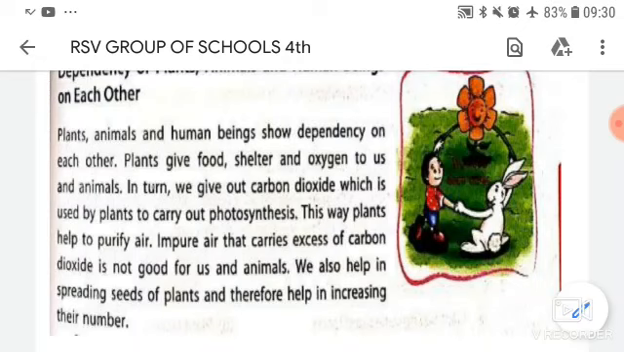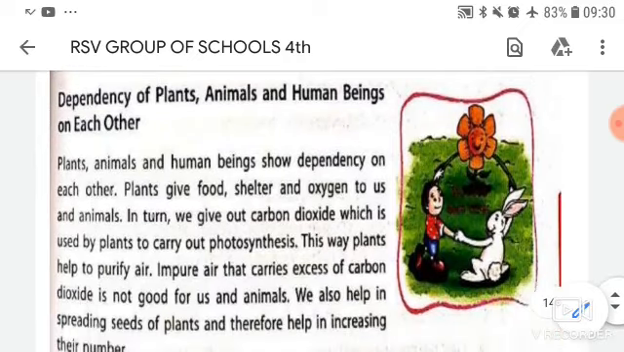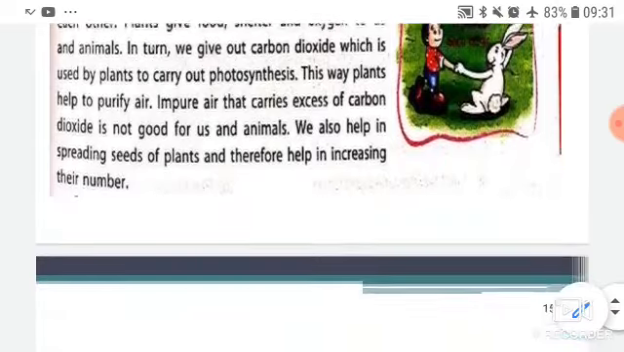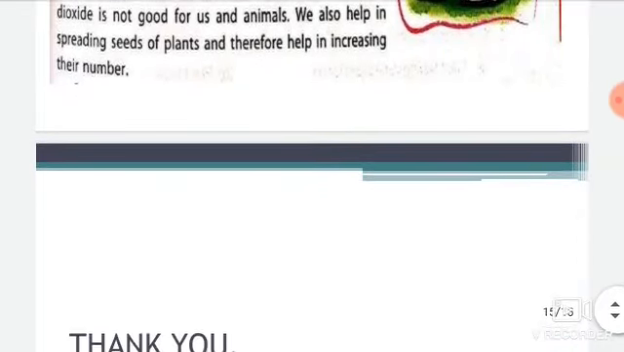We also help in spreading seeds of plants and therefore help in increasing their number. In this way, we can say that plants, animals and human beings depend on each other. So students, we should plant more and more trees to make it balanced.